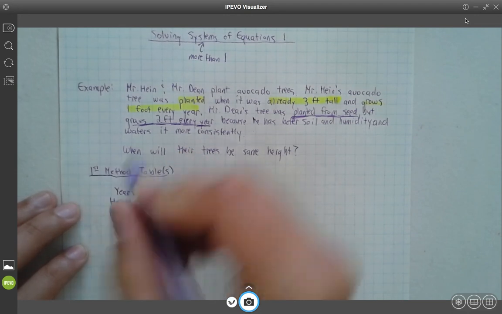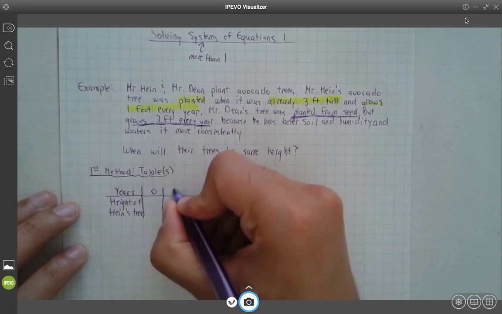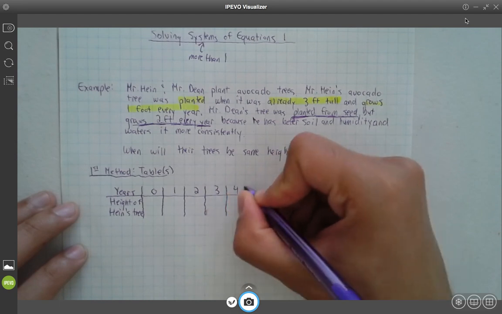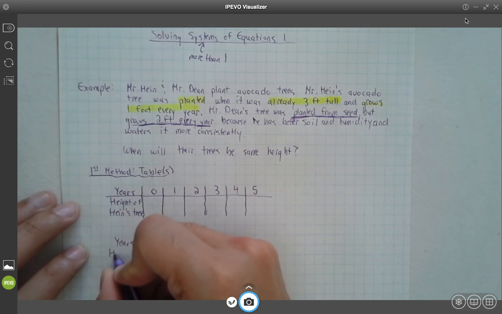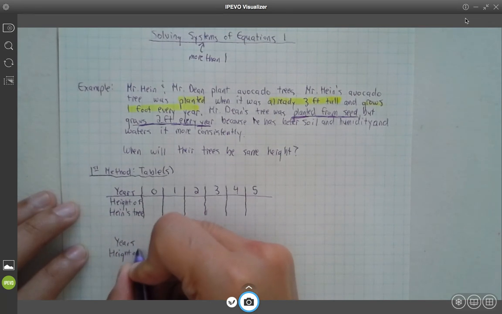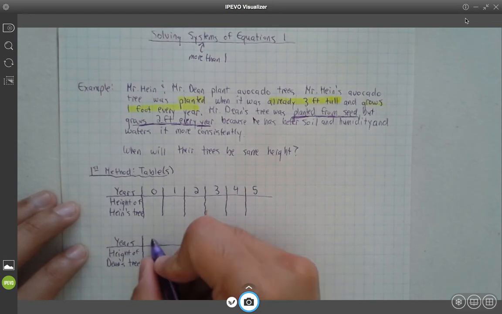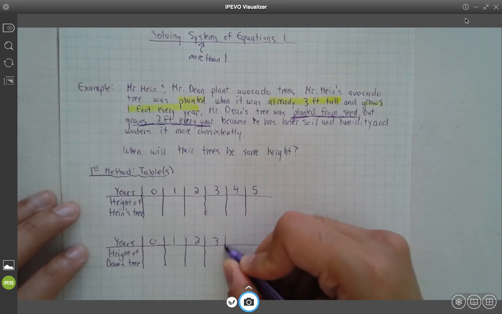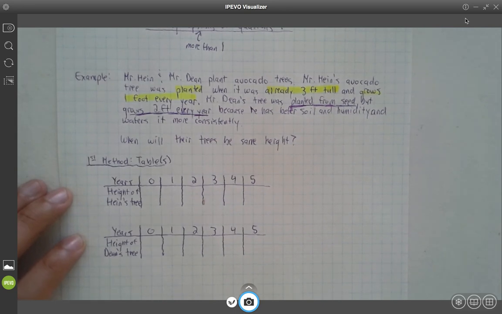Okay, so this is what this table will look like. And we'll go from 0 up to 5. No particular reason why, I'm just doing those numbers and hopefully something will happen. And down below, we'll do years and the height of Dean's tree, which we can just match to that table above and go 0 to 5.